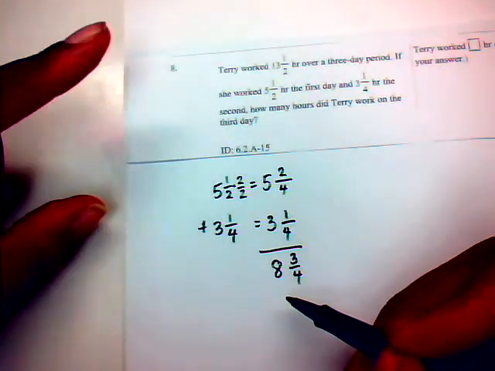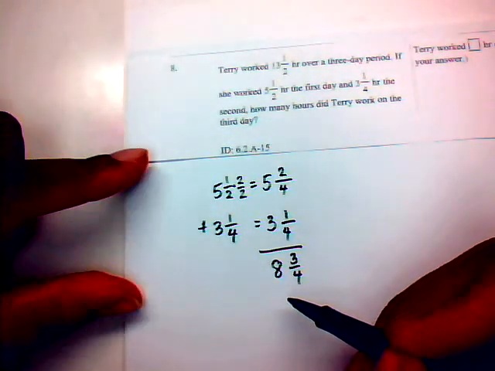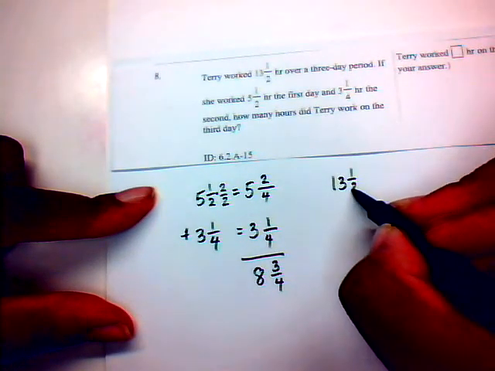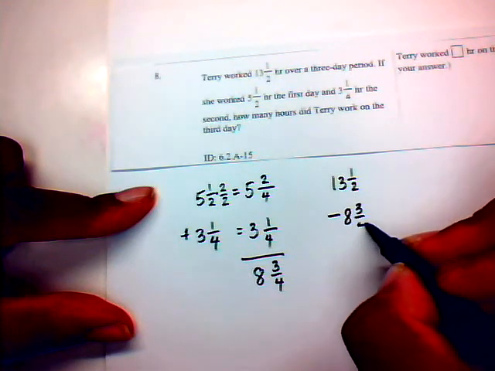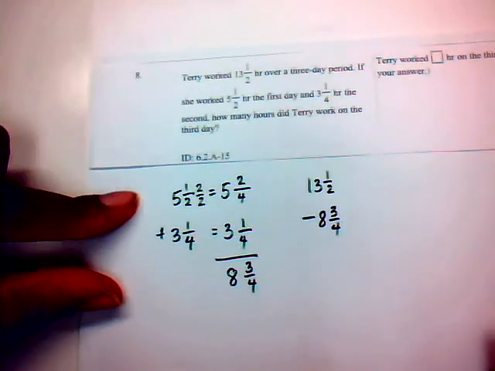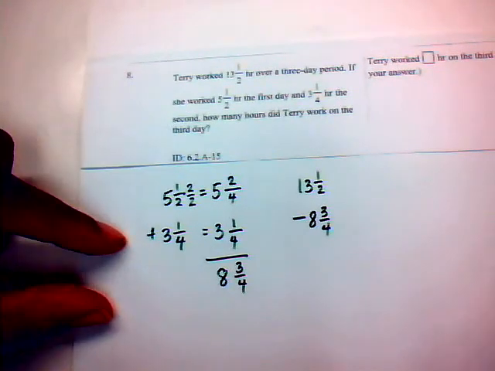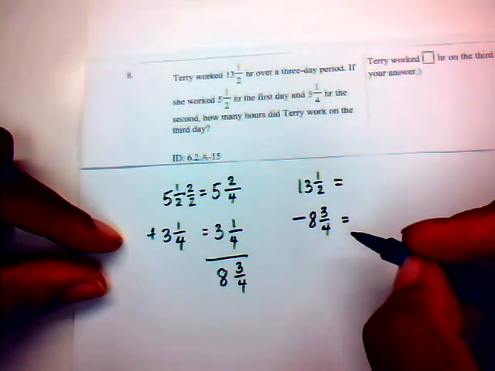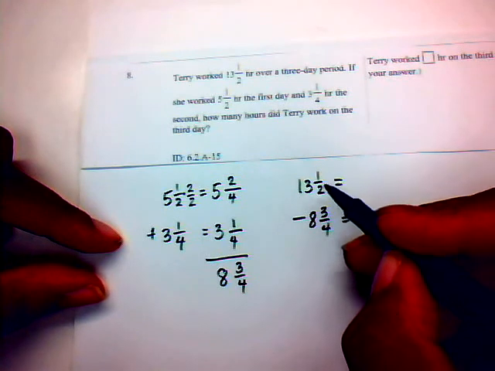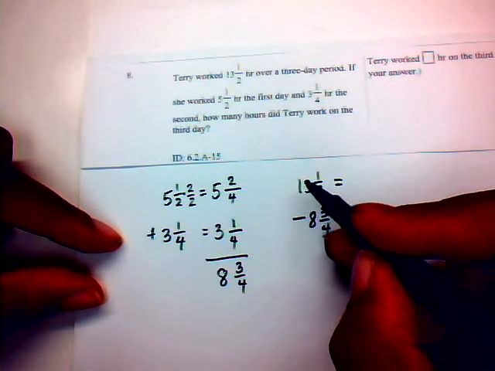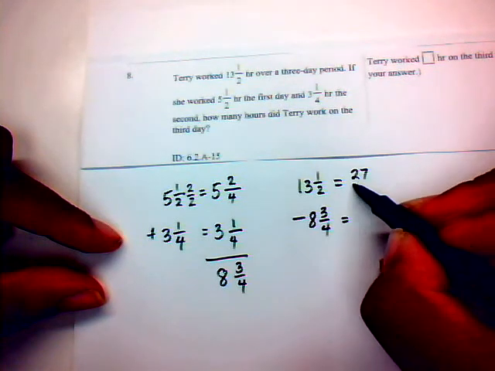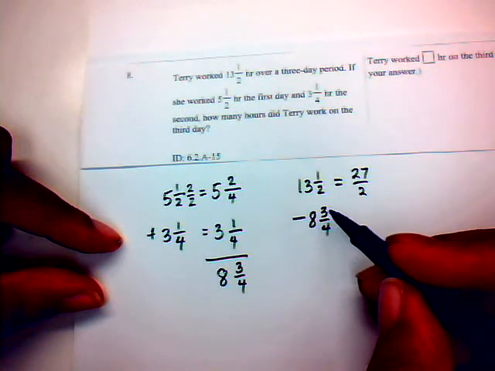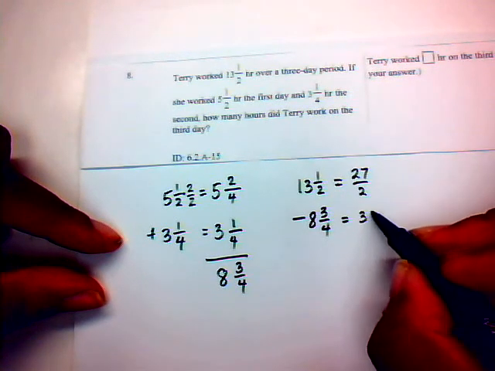But we want to find out how many hours Terry worked on that third day. We know over a 3-day period, she worked 13 and a half hours. So we're going to subtract from it the 8 3/4. An easy way to do this type of problem is to convert 13 and a half and 8 3/4 into improper fractions. 13 and a half as an improper fraction will be this. 2 times 13, that's 26, plus 1 will be 27 over 2. 8 3/4, that's 4 times 8, that's 32, plus 3 is 35 over 4.